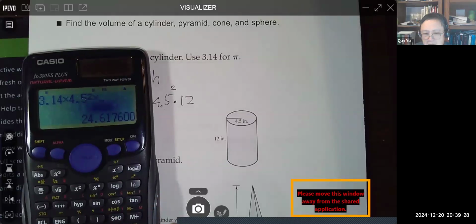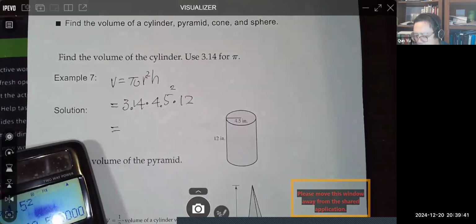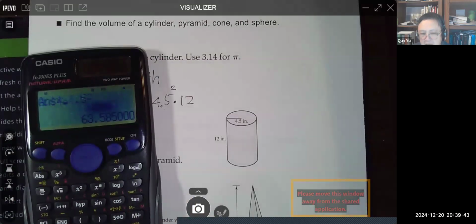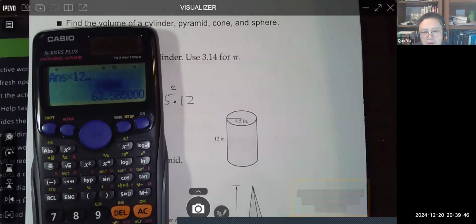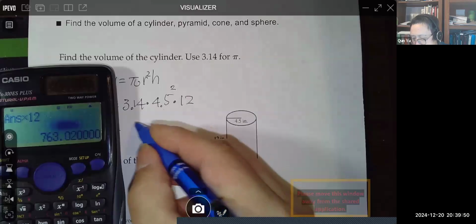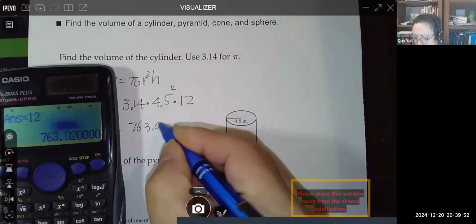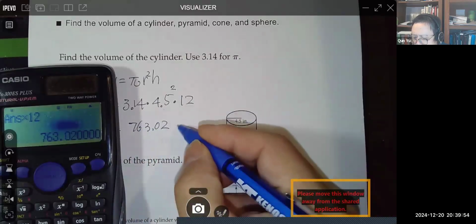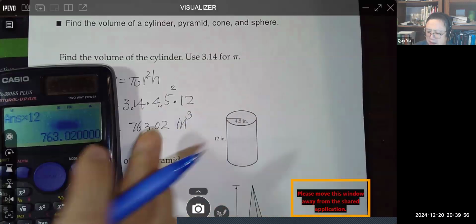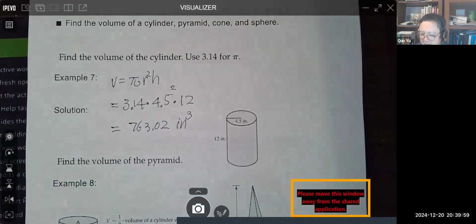Now I'm going to do this part first, because I'm not sure if that times is after the 2 or after 4.5 squared. So let's make this equal to, then times 12. Just make sure the calculator follows the order of operations. So 763.02, and this is the volume. We're supposed to have a volume unit, that's cubed. So that's our answer.